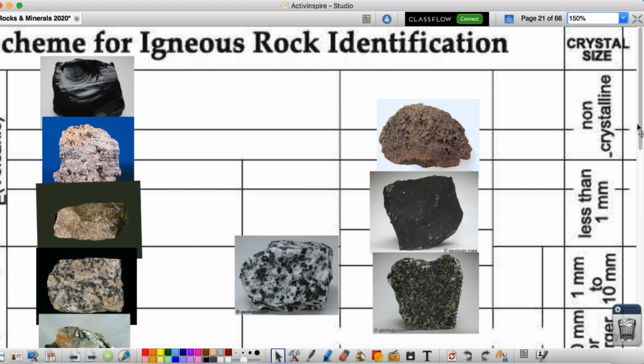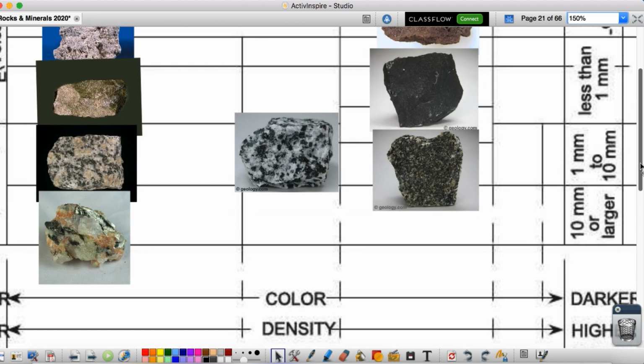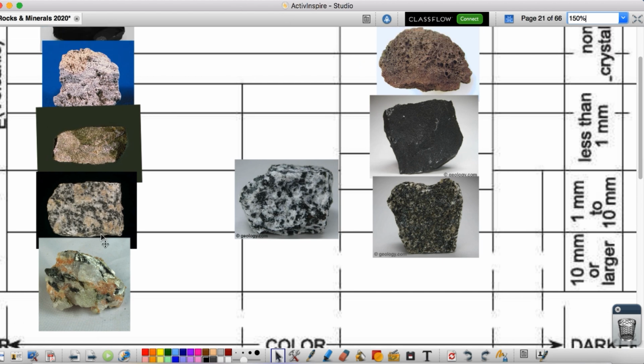So first, over here, we have pegmatite. Now, notice pegmatite has enormous crystal grains, larger than 10 millimeters, which is an entire centimeter in diameter. Very, very big crystals, must have cooled very slowly beneath the ground. Here you have your typical granite, crystals between 1 and 10 millimeters in size, coarse texture.